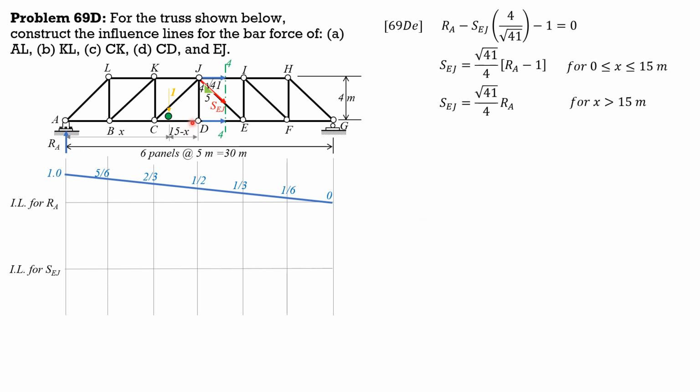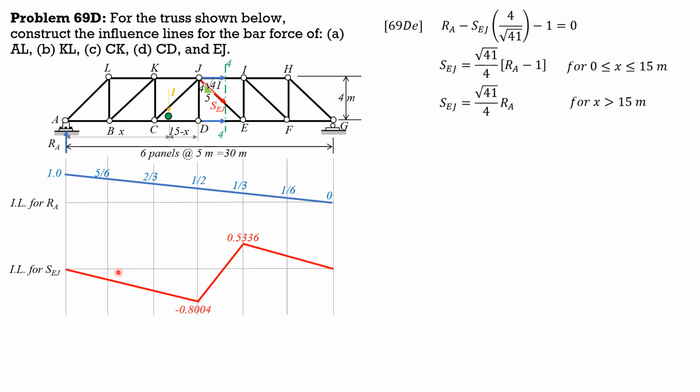When x is 10 first, (2/3 minus 1) times square root of 41 over 4. So that's when x is 15. This is the formula. RA is 1/2. So (1/2 minus 1) times square root of 41 over 4, which is negative square root of 41 over 8. So in decimal, negative 0.8004. Then when x is 20, square root of 41 over 4 times 1/3 is square root of 41 over 12. In decimal, square root of 41 over 12 is 0.5336. And it is 0 here.